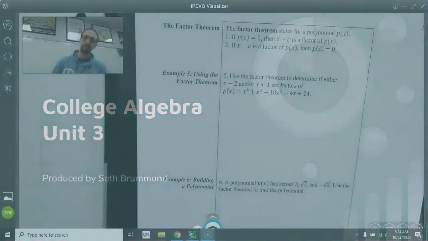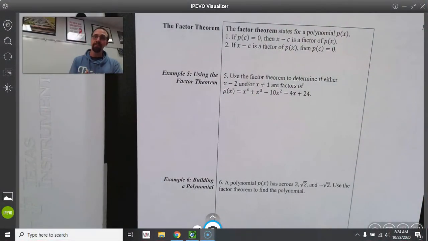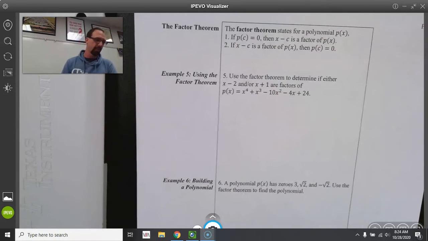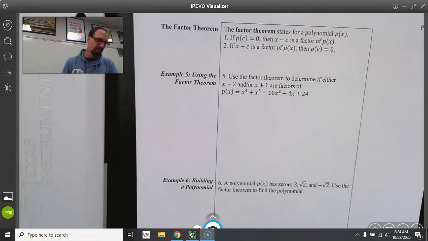This one talks about the factor theorem. When you have p of c equals 0, then we know that x minus c is a factor of whatever that polynomial is. Similarly, if x minus c is a factor of p of x, then we know that p of c equals 0. Those go both ways. It's called a biconditional. You learned that back in geometry.